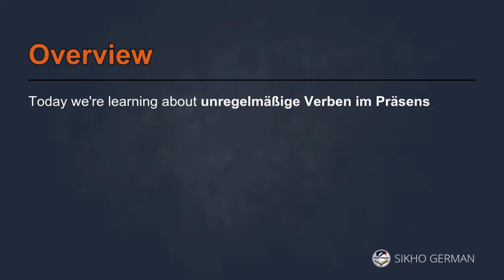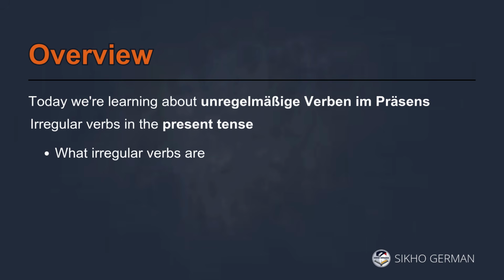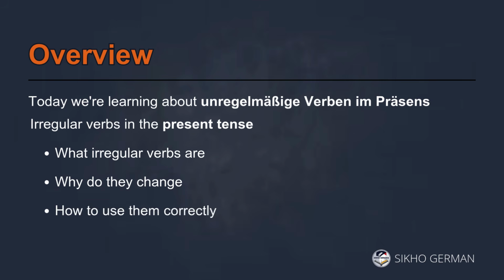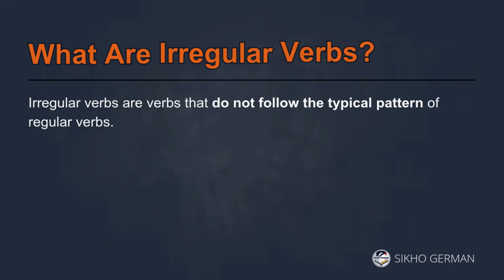Today, we're learning about unregelmäßige Verben im Präsens, irregular verbs in the present tense. Let's make this super simple. We'll cover three main things: what irregular verbs are, why they change, and how to use them correctly. By the end of this lesson, you'll understand the patterns behind irregular verbs and be able to conjugate the most common ones with confidence. Irregular verbs are verbs that do not follow the typical pattern of regular verbs.